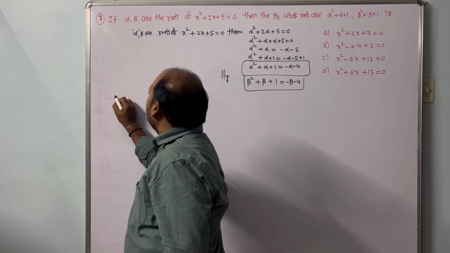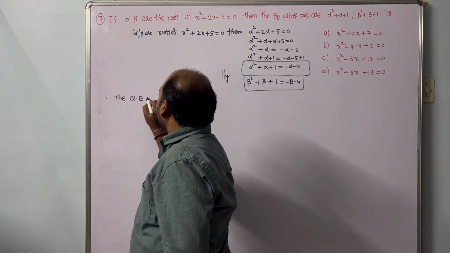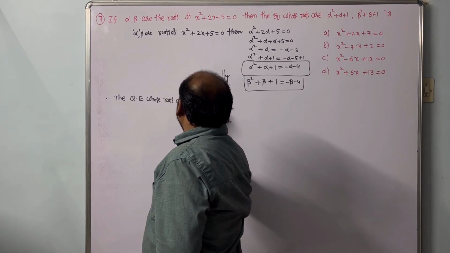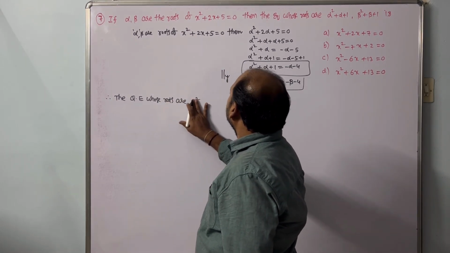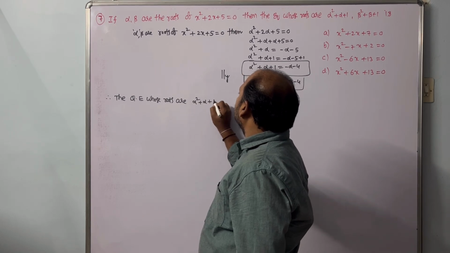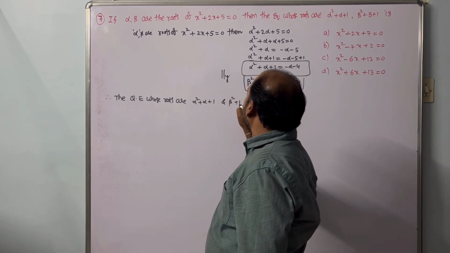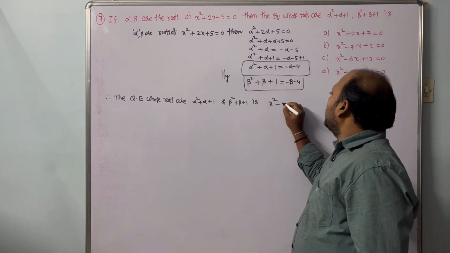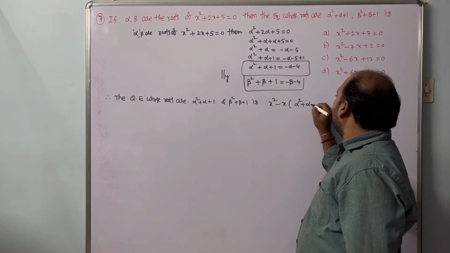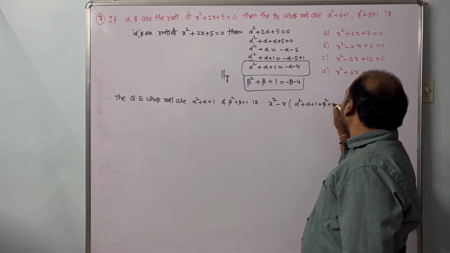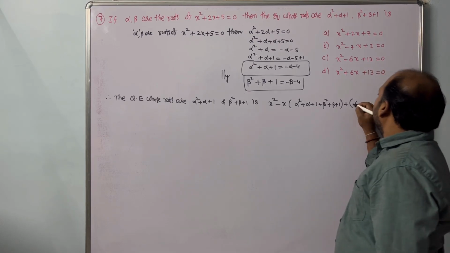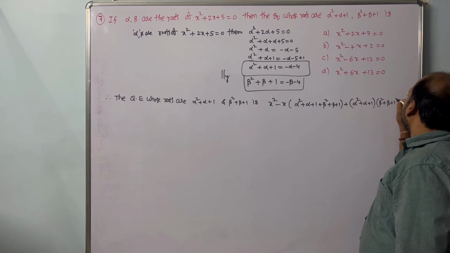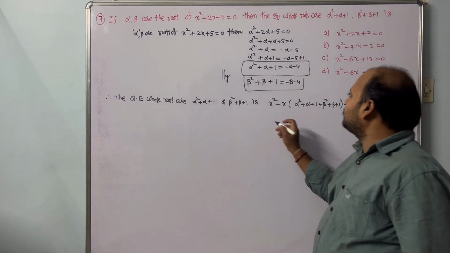Therefore, the quadratic equation whose roots are alpha square plus alpha plus 1 and beta square plus beta plus 1 is, we can write it as x square minus x into (alpha square plus alpha plus 1 plus beta square plus beta plus 1) plus the product of these two, (alpha square plus alpha plus 1) into (beta square plus beta plus 1) equal to 0. These values substitute in this.